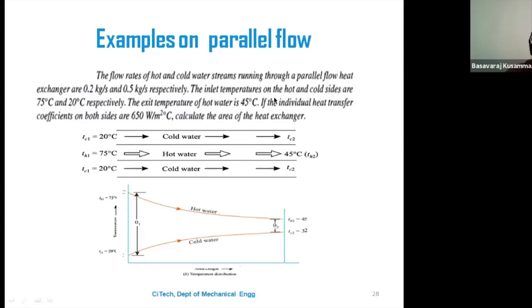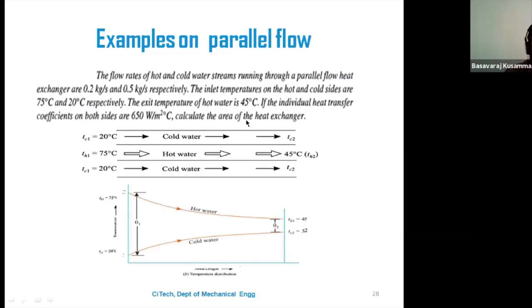The inlet temperatures on the hot and cold sides are 75 degrees Celsius and 20 degrees Celsius respectively. Here in the diagram, the inlet temperature of the hot fluid is 75 degrees Celsius and the inlet temperature of the cold fluid is 20 degrees Celsius. The exit temperature of the water, here the hot water, understand? This is called an outlet condition. The exit temperature of the hot water is 45 degrees Celsius, as mentioned here.